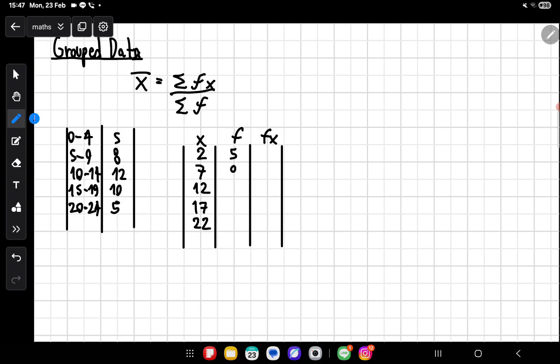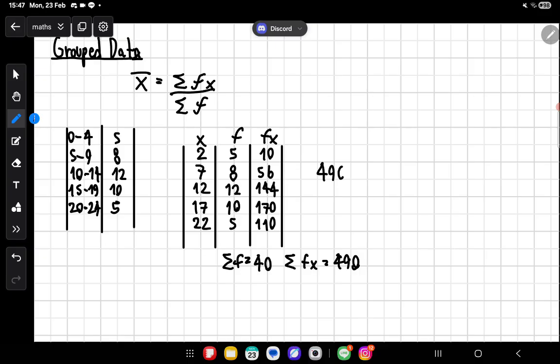Now get the frequencies like so. Now calculate fx. 2 times 5 is 10. 7 times 8 is 56. 12 times 12 is 144. 17 times 10 is 170. And 22 times 5 is 110. Now, the sum of frequencies is equal to 40. And the sum of fx is equal to 490. So 490 divided by 40 is equal to 12.25. And there is the actual answer.